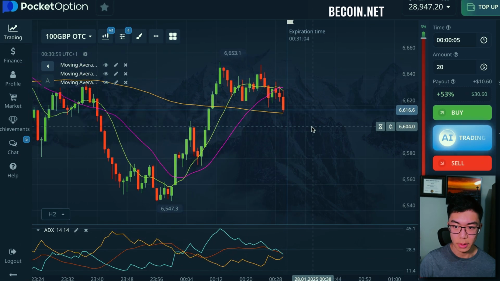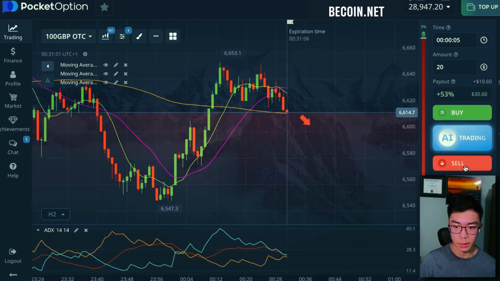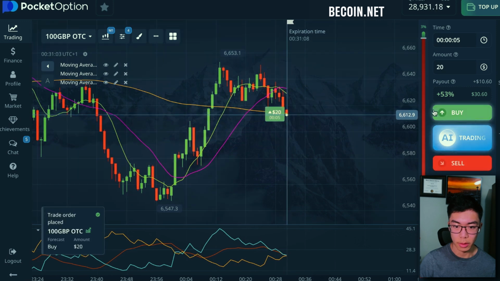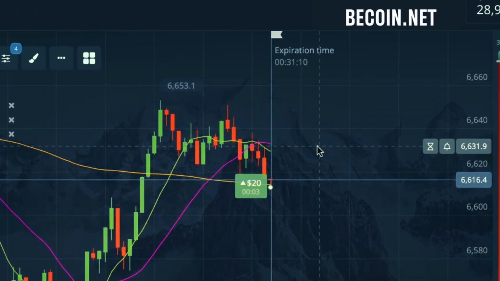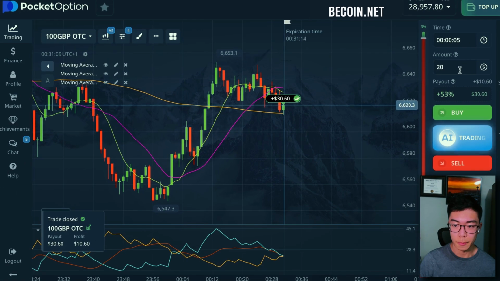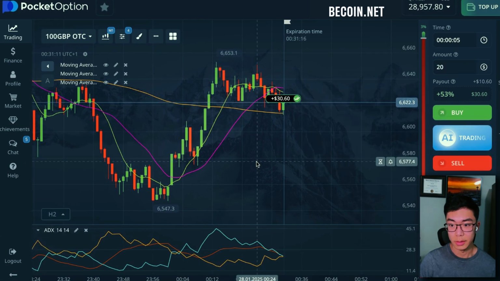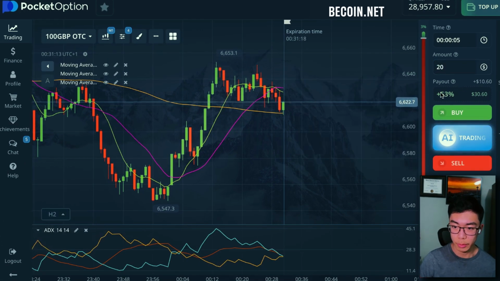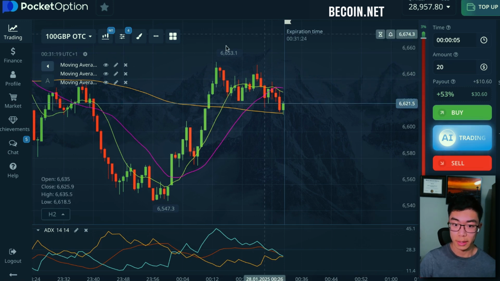Let me put this in an example right here. Let's say I want 5 seconds right here. I want this to go up within 5 seconds, okay? And if it goes up within 5 seconds, then I profit, okay? I profit a set amount. So here the payout is 53%. You can see the payout right here as well. So payout here would be $20 plus the $10.60, which I did gain.